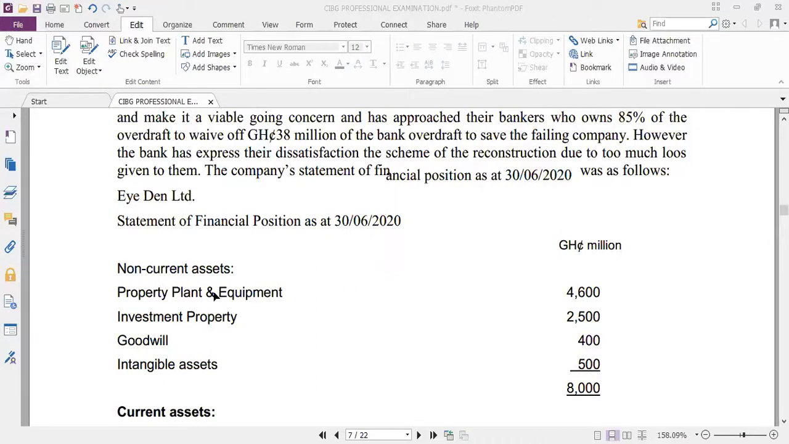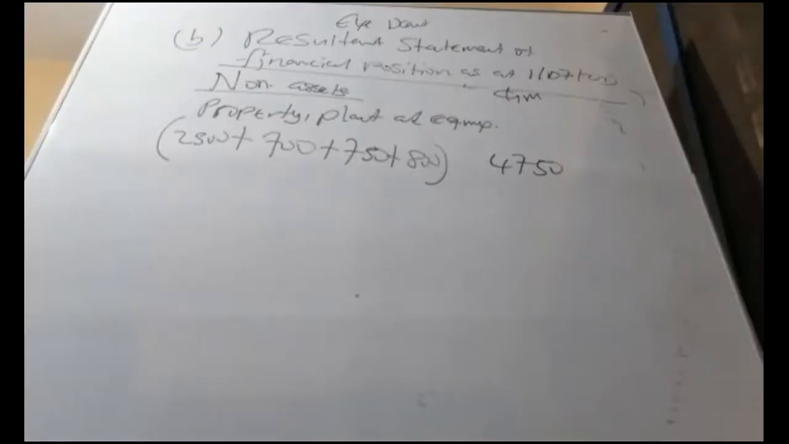Whatever they do, we do. I'm not going to take their figure. Then we go to investment property. Please, recoverable amount is not the same as fair value. They are different, but if one is not there and the other one is there, we pick it. If fair value is not given, you can pick the recoverable amount and use it in place of fair value. For most of the items, fair value wasn't given; they gave us the recoverable amount, so we use it. Investment property is 2,650.